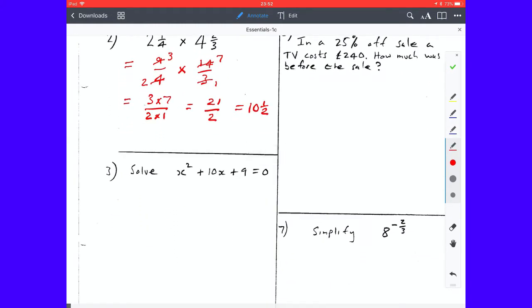Question 3. Solve the quadratic equation x squared plus 10x plus 9 equals 0. So I'm looking to factorise this, an x in each bracket, two numbers that multiply to plus 9 and add to plus 10. Well, the factors of plus 9: plus 1 times plus 9, minus 1 times minus 9, plus 3 times plus 3, or minus 3 times minus 3. Any of those four pairs would multiply to plus 9, but the only pair that add to plus 10 as well is the plus 1 and plus 9.